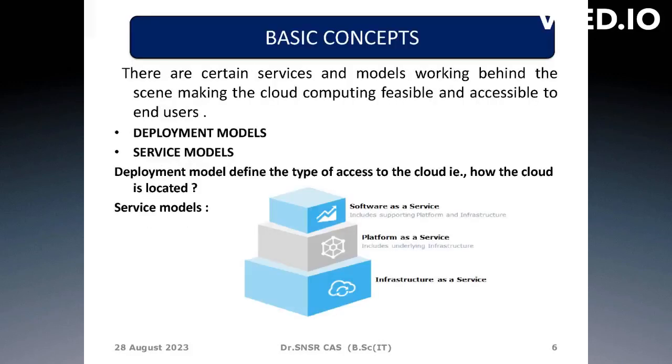So these are the basic concepts. There are certain services and models working behind the scenes, making cloud computing feasible and accessible to end users. One is the deployment model, the other one is the service model. The deployment model defines the type of access to the cloud, how the cloud is located. The service models are the three services provided by the cloud: software as a service, platform as a service, infrastructure as a service.